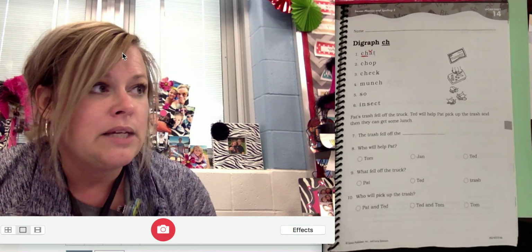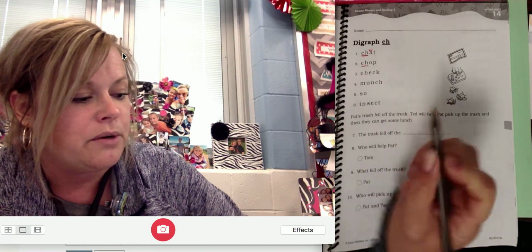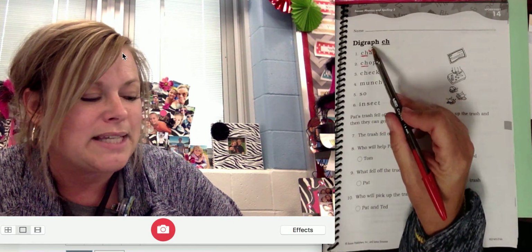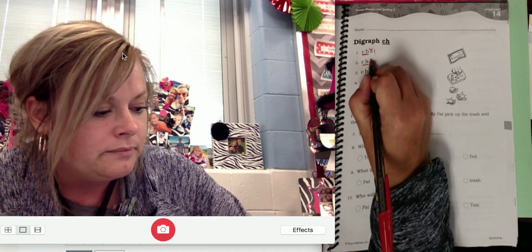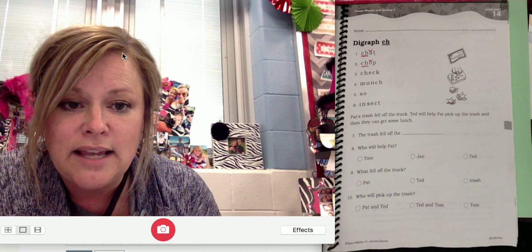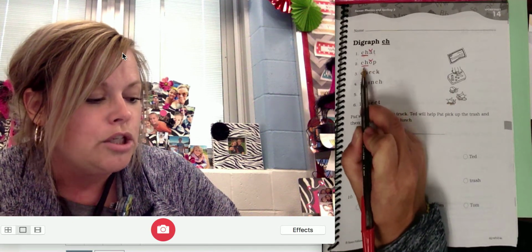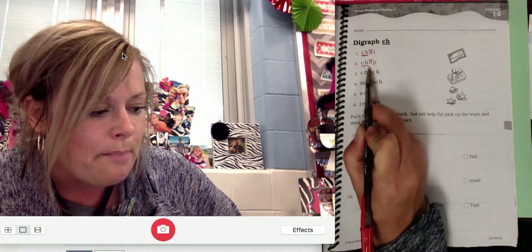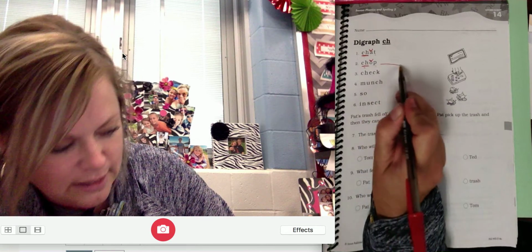Number 2. Number 2 also has our digraph CH. If you forget how to code it, it's right there in the direction or the title up there. We breve the vowel because it's followed by a consonant. And now we know how to sound it out. Ch-op, chop. To chop the vegetables, to cut them up. And there is a picture there, so I'm going to connect that.